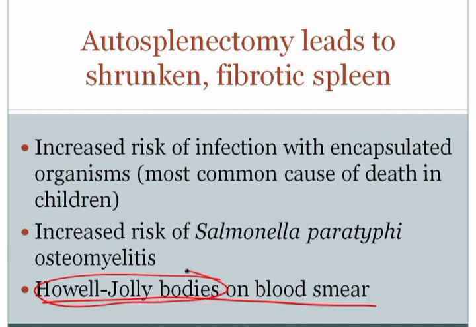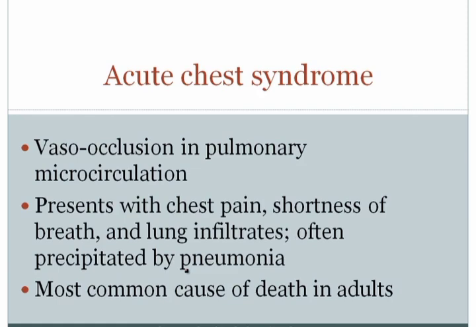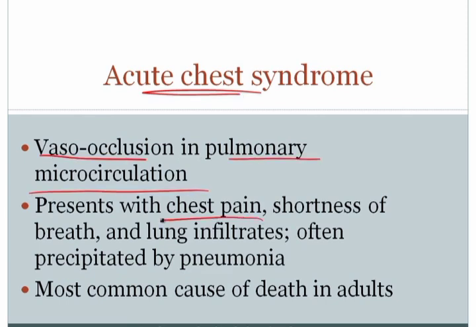Additionally, vasoocclusive crises can occur within the vessels of the lung, and that's called acute chest syndrome, vasoocclusion in the pulmonary microcirculation. Classically it presents with chest pain, shortness of breath, and infiltrates on the lung. It's usually precipitated by pneumonia.